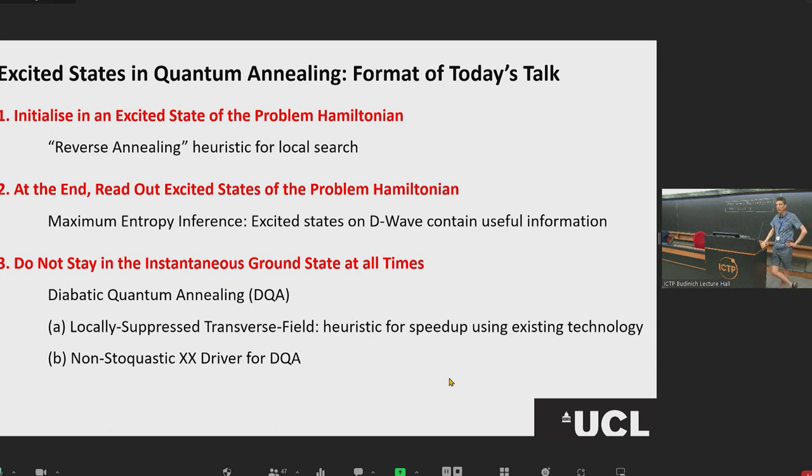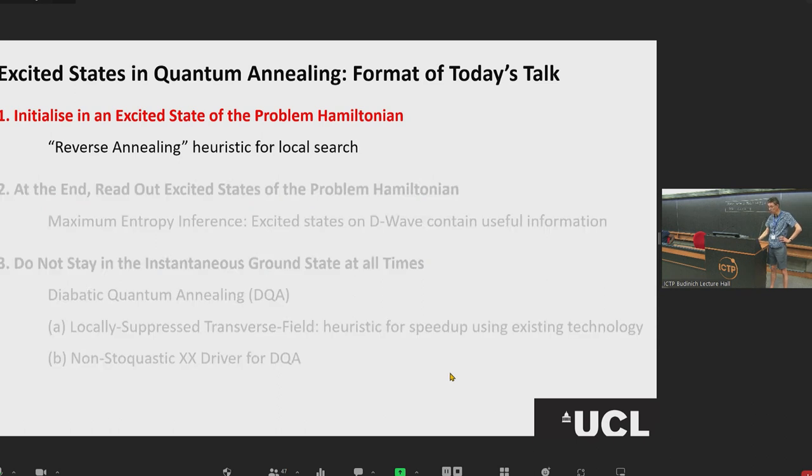And for the bulk of my talk, we'll be looking at section three, which is the relaxation of staying in the ground state at all times. And that's a technique which has been increasingly popular over the last couple of years called diabatic quantum annealing. And I've got two subsections of section three. First of all, we'll be looking at something we call the locally suppressed transverse field method for diabatic quantum annealing, which is a heuristic which offers at least potential for speed up using existing superconducting device technology. And in the second part of section three, I'll be looking at using non-stochastic XX drivers as a way to give us the potential structure during the anneal which could be exploited for diabatic quantum annealing.